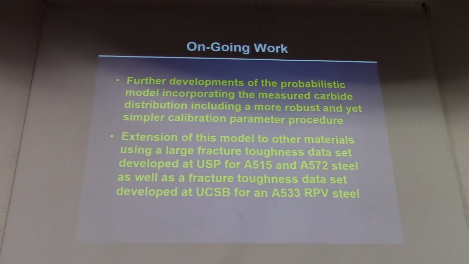Okay, so we are doing a lot of work now. We have 2 postdocs that are working on this for the development of the probabilistic model approach, and also extension of this model to other materials. Particularly, we have a large data set for a standard pressure vessel steel, ASTM A515, a structural steel A572, and also some fracture toughness data that was developed at the University of California, Santa Barbara, by Professor Bob Odette, with a standard A533 reactor pressure vessel steel.